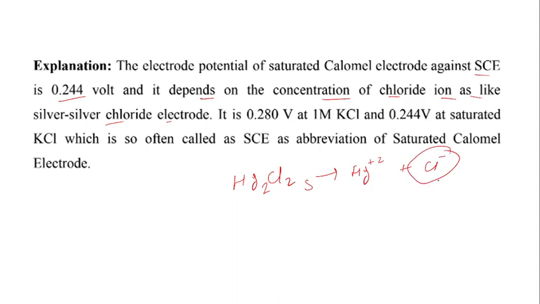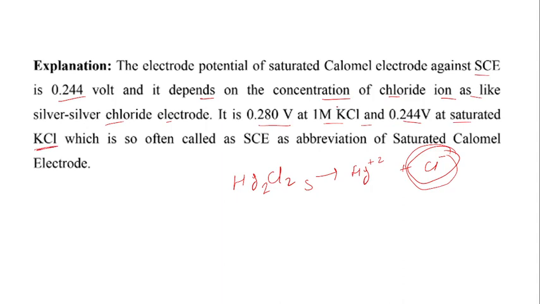So if you write the Nernst equation, because it is solid, the Nernst equation will depend on the chloride ion. That's why it is similar to the silver chloride electrode. It also depends on chloride ion. It is 2.80 in 1M KCl, and it is 2.44 in saturated KCl.